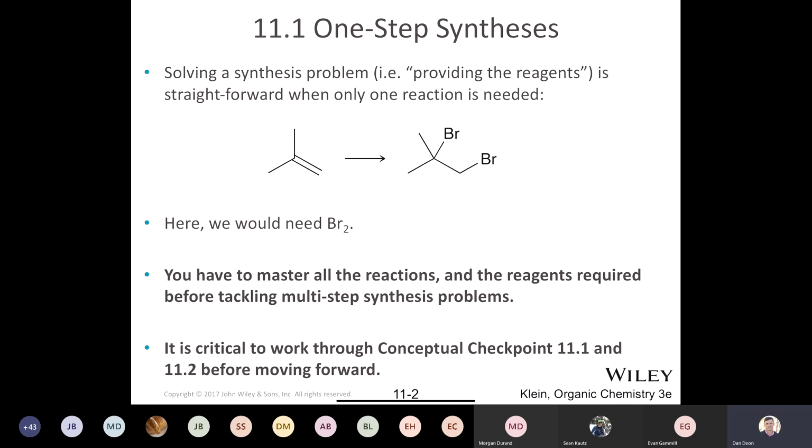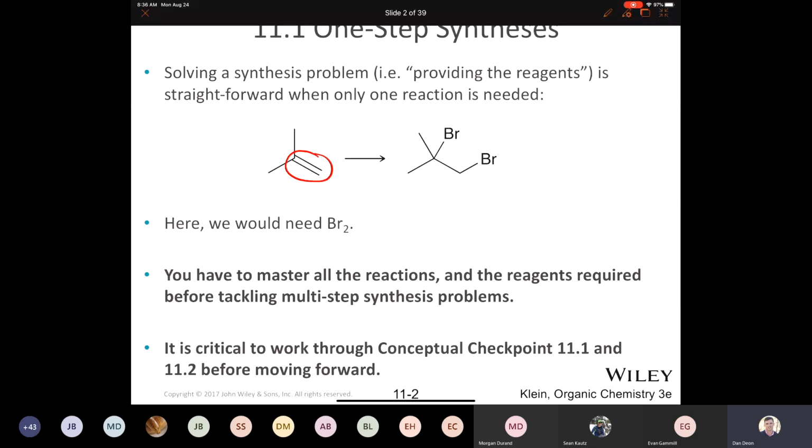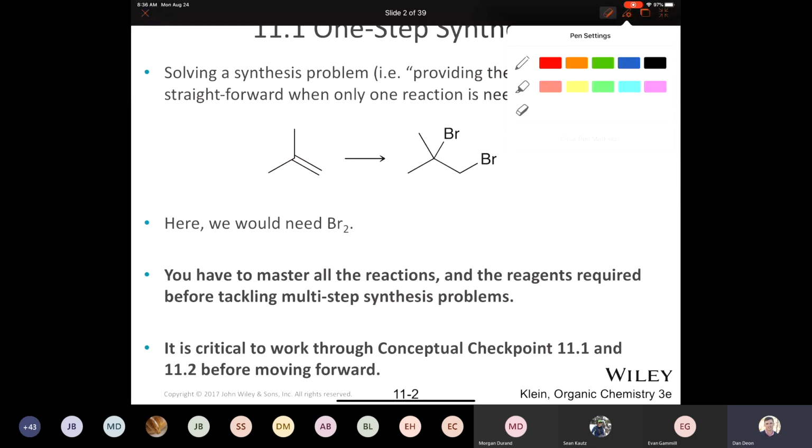And here you can see we start with an alkene, right? We have an alkene here in our molecule, and then we're making this vicinal dibromide. And the way that we would do that is simply by adding bromine to the molecule. So let me just erase this, and then I'll say, okay, all we would need to do this reaction is nothing but Br2, right? We just need bromine to do that.